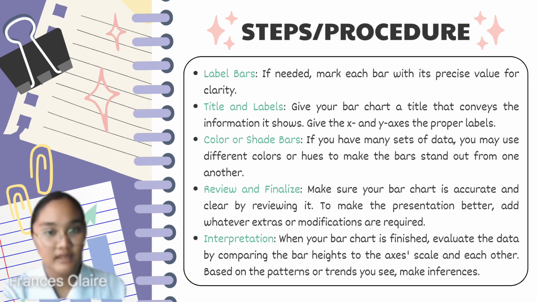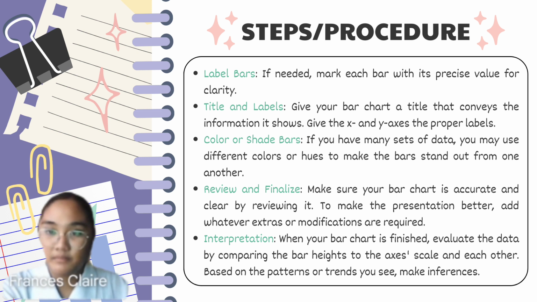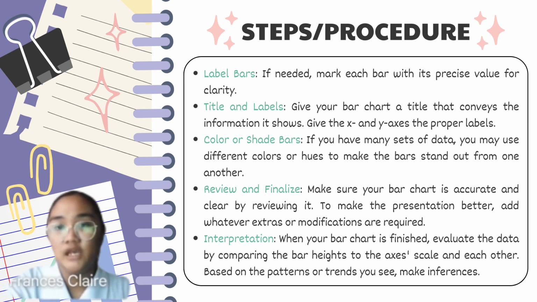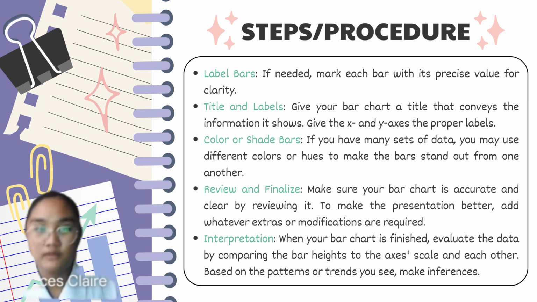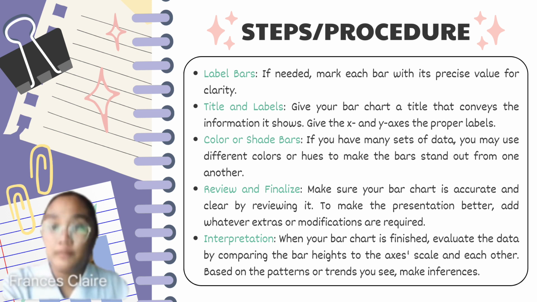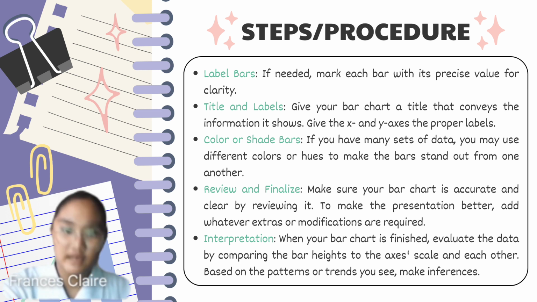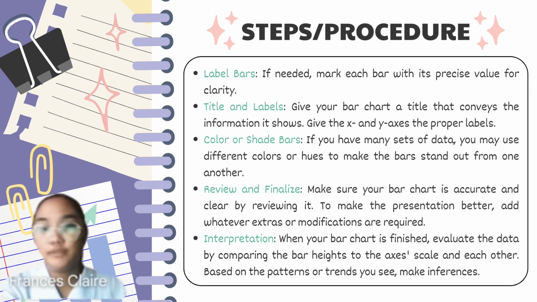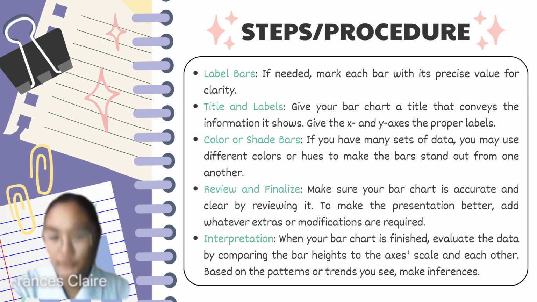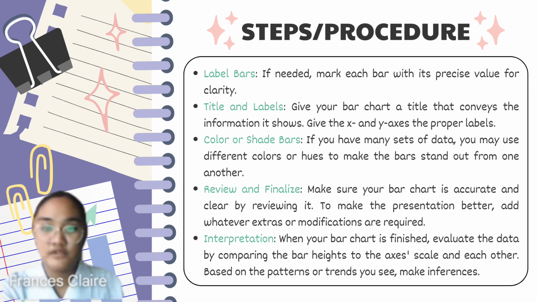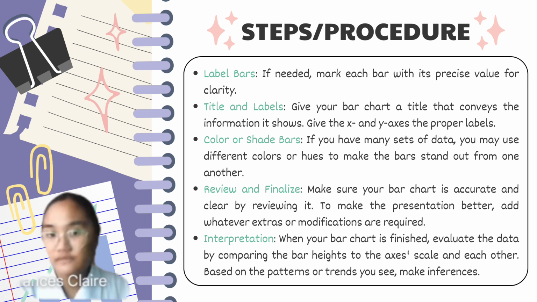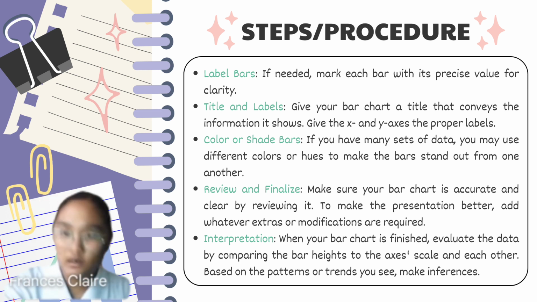Seventh, title and label. Give your bar chart a title that conveys the information it shows. Give the x and y axis the proper labels. Eighth, color or shade bars. If you have many sets of data, you may use different colors or hues to make the bars stand out from one another. Ninth, review and finalize. Make sure your bar chart is accurate and clear by reviewing it. To make the presentation better, add whatever extras or modifications are required.